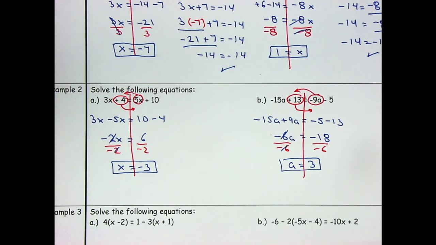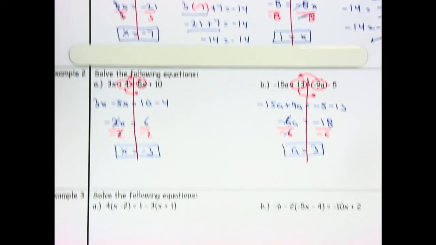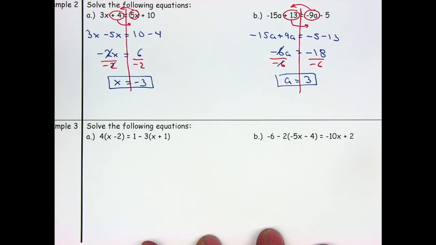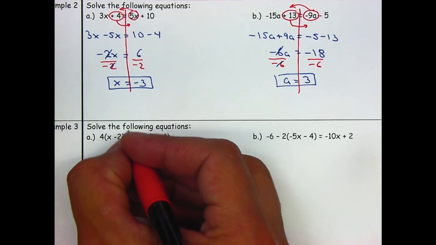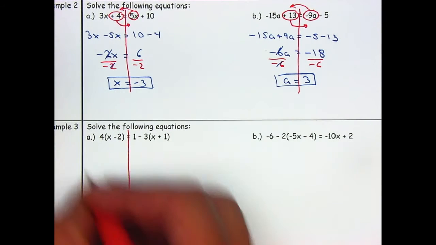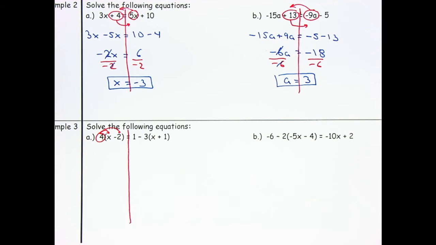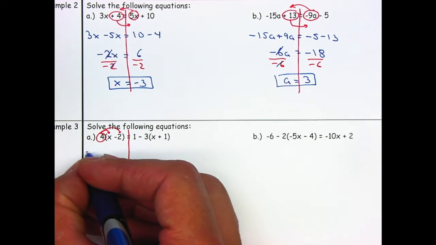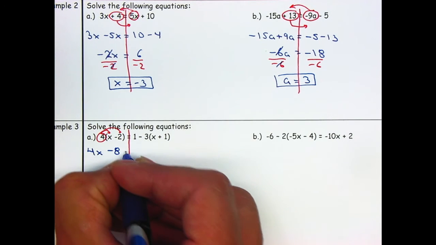Example number 3. If you notice on example number 3, we have parentheses. So the first thing that we want to do is get rid of the parentheses by using the distributive property. I'm going to go ahead and distribute the 4 to the x and the 4 to the negative 2. So 4 times x will give me 4x. 4 times negative 2 will give me negative 8.